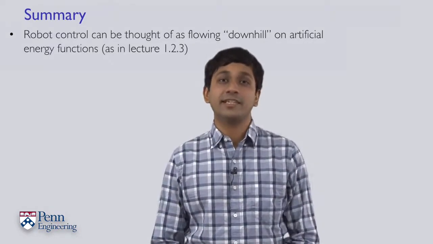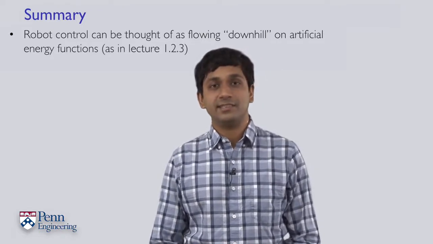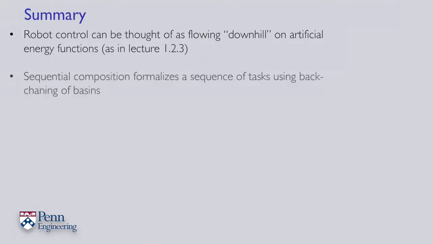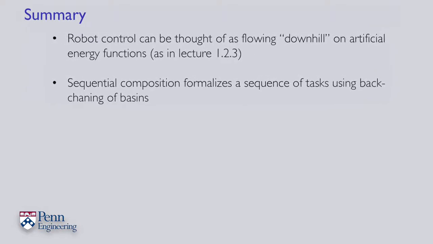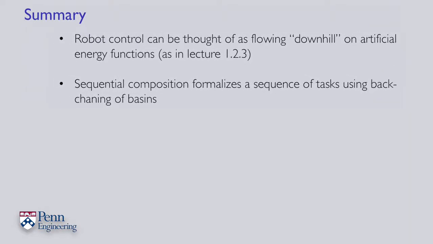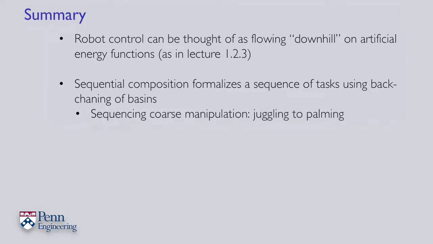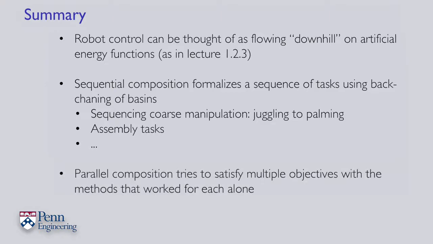To summarize, robot control can be thought of as flowing downhill on artificial energy functions. Sequential composition formalizes a sequence of tasks using back-chaining of basins. We can sequence coarse manipulation or assembly tasks, and there have been several other examples in the literature that I haven't had time to cover. Parallel composition describes satisfying multiple control objectives at the same time.